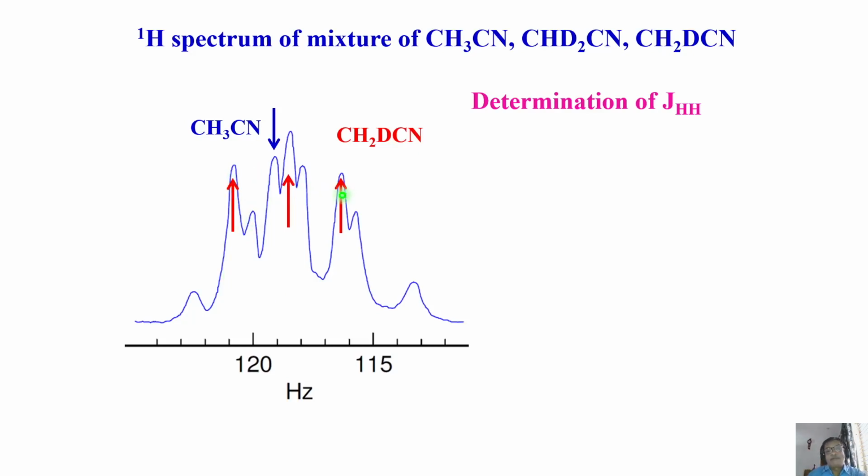Please remember, I said it is coupled to a spin-1 nucleus. As a consequence, these protons are split into 3 lines of equal intensity due to the spin 1 of deuterium. Fine. So you can get this, and this is CH3CN. You can already see there is an isotopic shift because of substitution of a single deuterium.